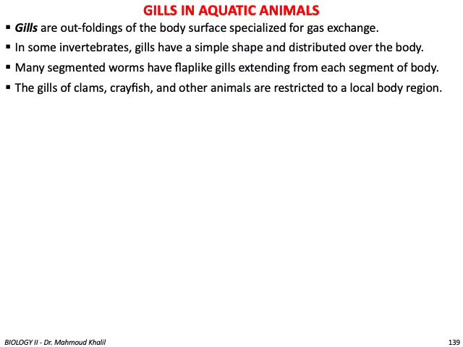Gills in aquatic animals. Gills are outfoldings of the body surface specialized for gas exchange. In some invertebrates, animals which don't have vertebral columns, like insects, gills have a simple shape and are distributed over the body. Many segmented worms have flap-like gills extending from each segment of the body, while the gills of clams, crayfish, and other animals are restricted to a local body region.